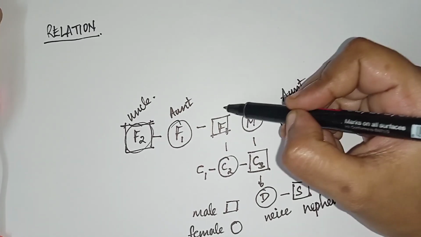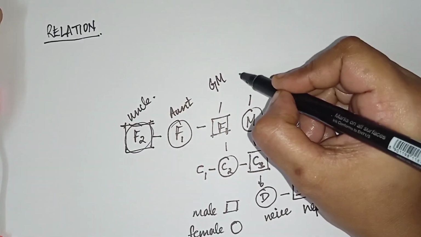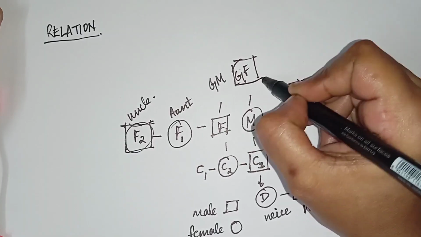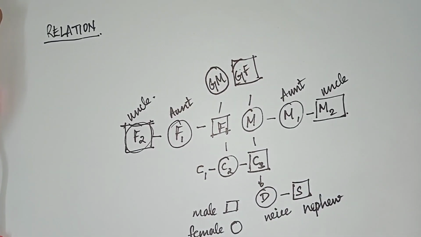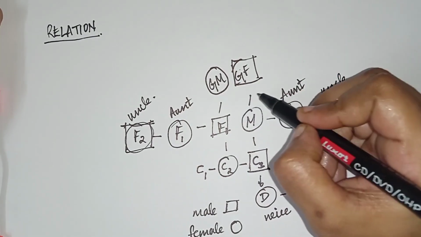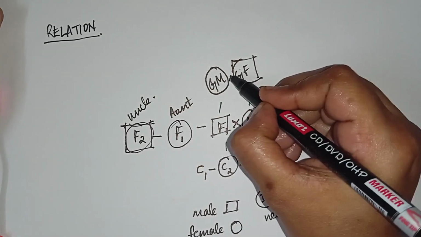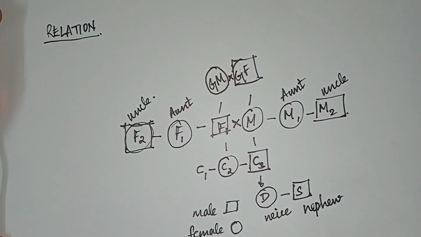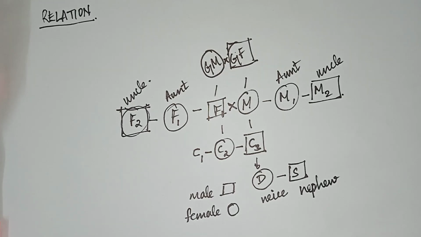And again, one more generation above father and mother, say grandmother and grandfather. Remember, only if you know the gender, you may circle or square it. If you don't know, it's better to leave it empty. So this is grandmother and grandfather. And one more thing, if they are a pair, you may cross them to represent that they are a pair. This is the basis of relation.